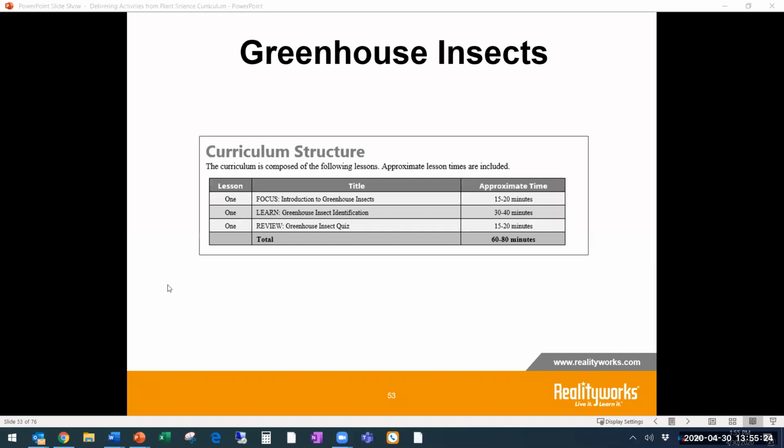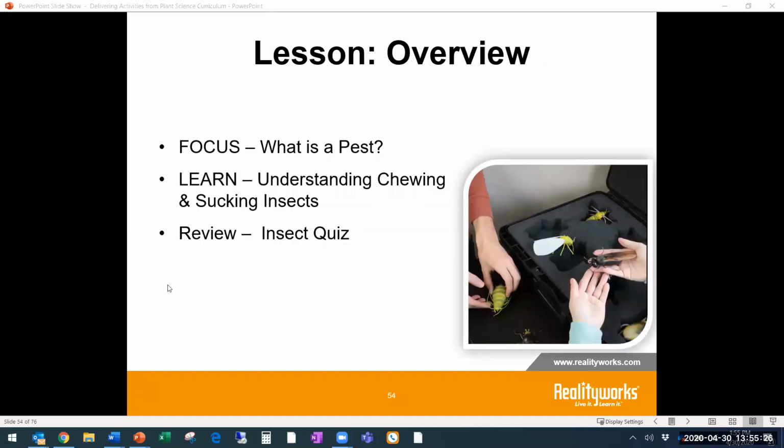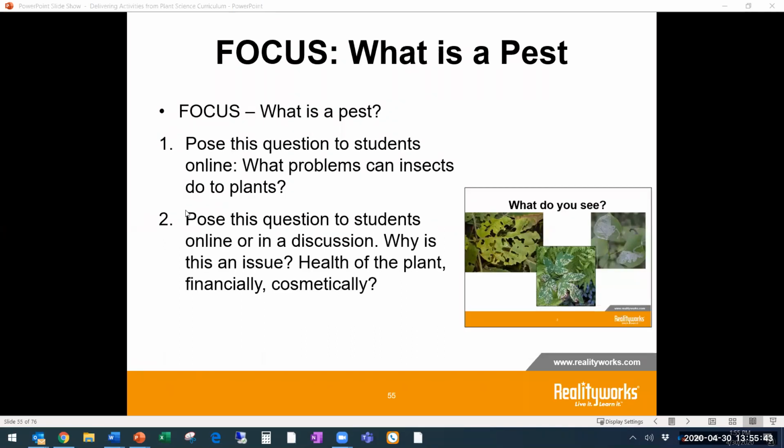So with the greenhouse insect, again, what we have is really looking at and defining in the focus area what a pest is, and then understanding the difference between chewing and sucking insects, and then we'll have an insect quiz along with this one. So in this case, what is a pest? The focus is: what is the problem that insects can do to plants? Not all insects are bad for plants, but which ones are good for them, which ones are bad, and really focusing on greenhouse insects.